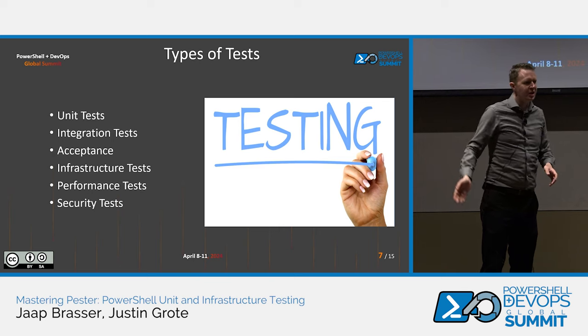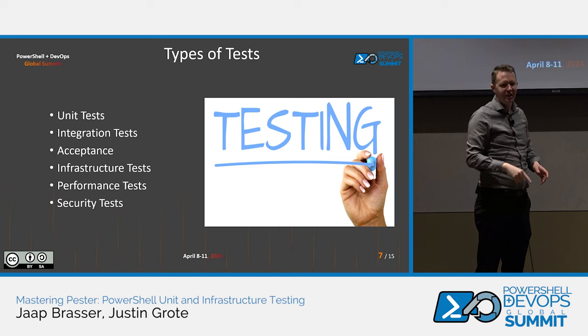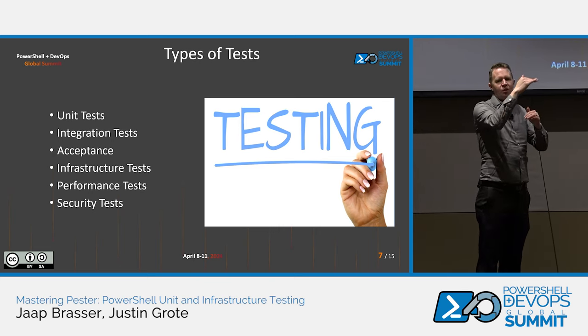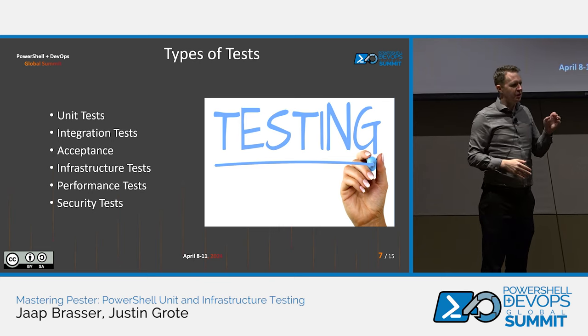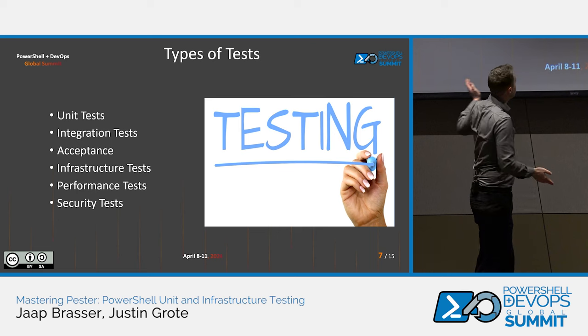If you hear those words, some people like to put those under each heading and put comments: here's my arrange section, here's my act, here's my assert. You could do that, but I think that's kind of extraneous. If you just generally follow that flow, it doesn't work in every case, but it's a really good standard way to write tests, regardless of what kind of test it is.